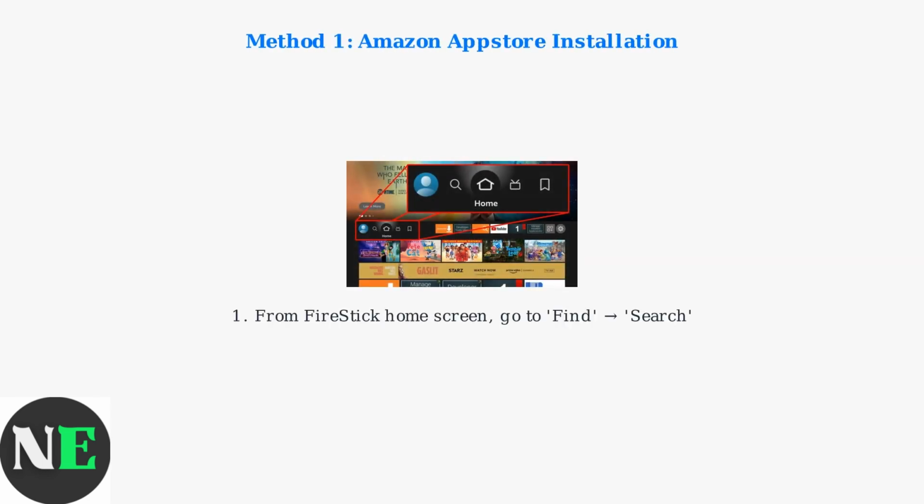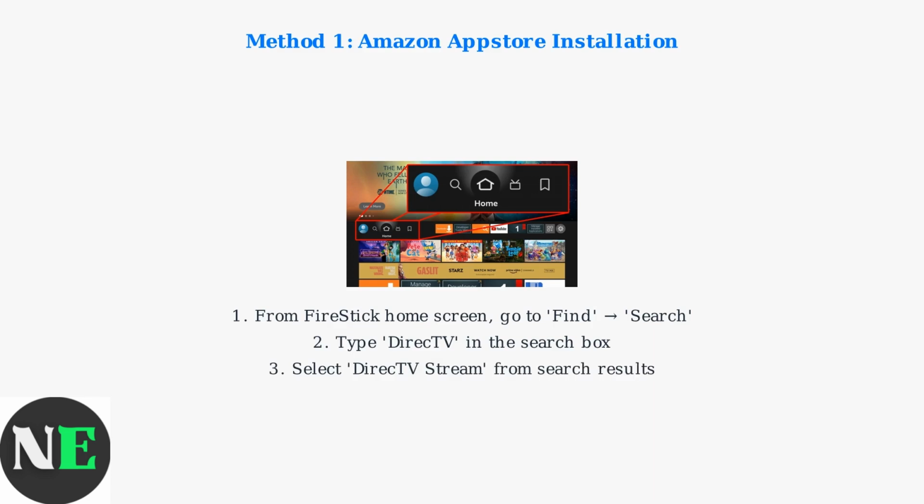Start from your Fire Stick home screen and navigate to the Find menu, then select Search. Type DirecTV in the search box. Look for the DirecTV Stream app in the search results and select it. Click the Download or Get button to install the app. The installation will begin automatically.